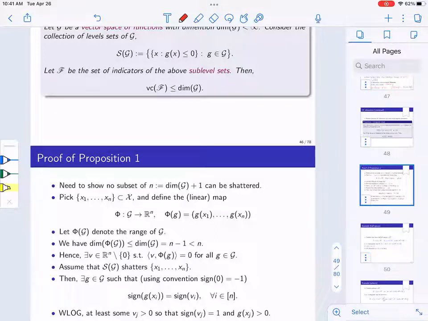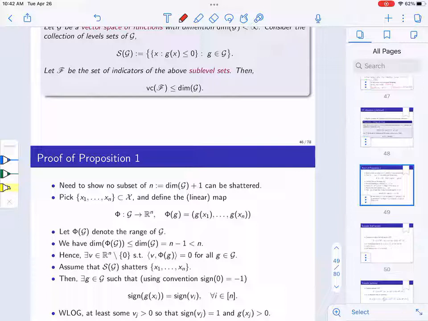So in order to show that the VC dimension is at most something, you have to show that if I add this +1, there's no set of points that can be shattered with that many points. So pick a subset x1 up to xn. I'm using x here; these could be z if you want, but let's just talk about a class of functions. So x1 up to xn is a subset of x, and then define the linear map. It's just the one that restricts the function g to this set. That's the notation that we used before.